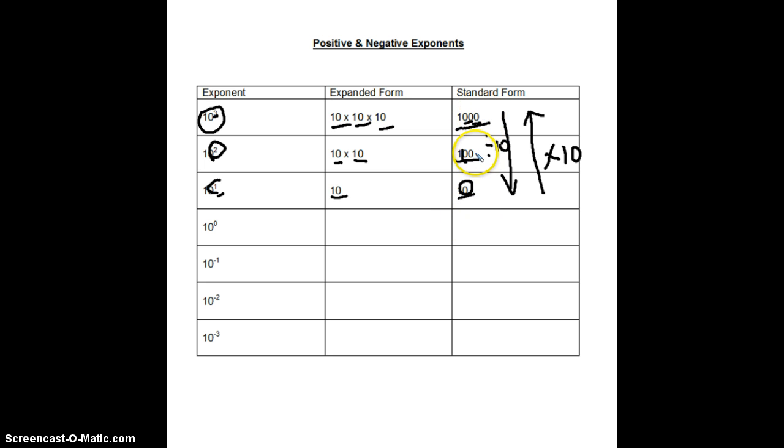1,000 divided by 10 is 100. 100 divided by 10 is 10. 10 divided by 10 is 1. So 10 to the 0 equals 1. And in fact, any base to the power of 0 equals 1 as well. So if we follow the same reasoning here, if we have 10 to the minus 1, then 1 divided by 10 is actually going to be 1 over 10.